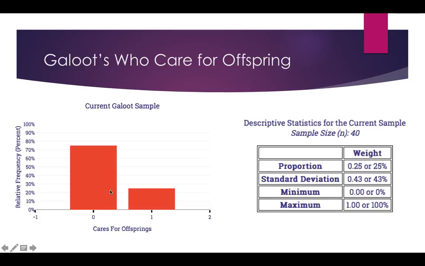right here. As we can see, there are more galoots that do not care for their offspring than galoots that do. It actually turns out to be about 3/4 of galoots do not care for their offspring, while only 1/4 do. So the proportion is 25%. Standard deviation is 43%. And of course, the minimum is 0 and the maximum is 1, as those are our only two options.